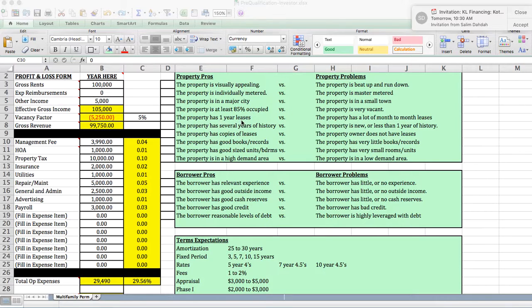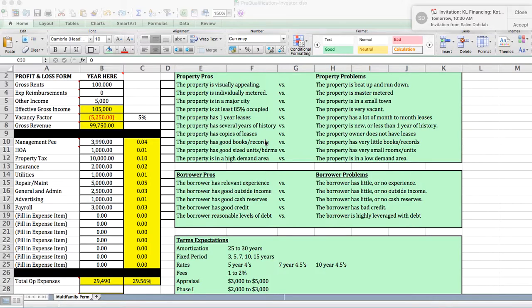The property has at least 1 year leases signed, maybe 6 month is a good rule of thumb. Or the property has a lot of month to month. That could be a negative sign for a lender as well. The property has several years of history versus it's brand new or less than 1 year. Lenders like to see that it's been stabilized and paying and operating. The property has copies of the leases versus a property does not have leases. That could be a big problem if they don't have records of the actual leases that they signed.